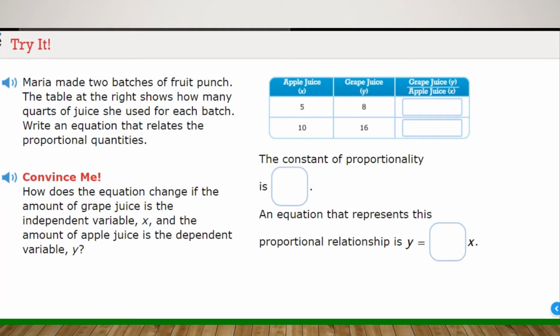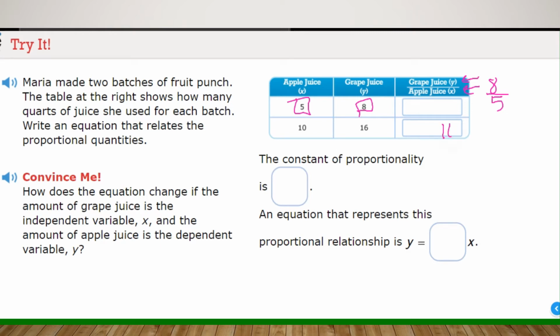We have to complete this chart, and notice they put Y over X, and Y is the grape juice and apple juice is X. So let's go ahead and complete this. So we are going to put 8 because that's our Y value, and then 5 because that's our X value. Now we cannot simplify this, so let's go ahead and work on the next one.